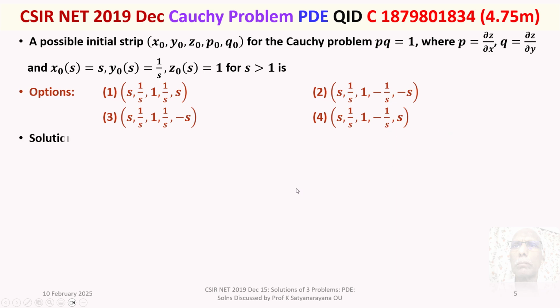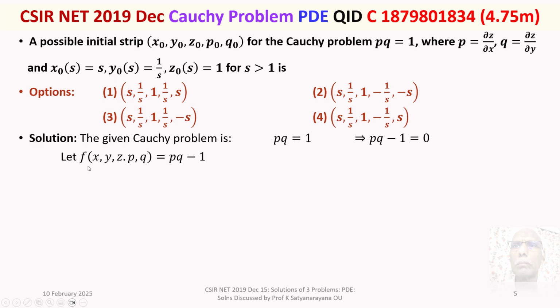Let us now discuss the solution of the problem in detail. We are given the Cauchy problem, pq = 1. We write it as pq - 1 = 0. Let f(x, y, z, p, q) = pq - 1. We apply Charpit's method to find its solution.